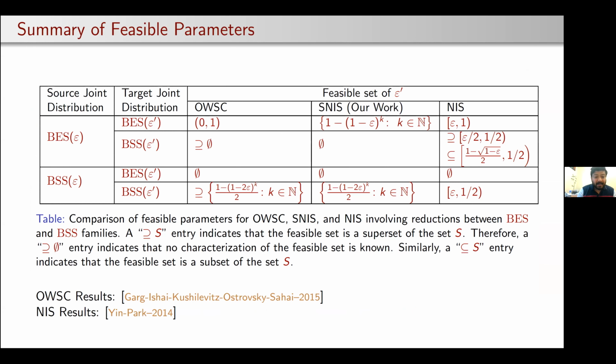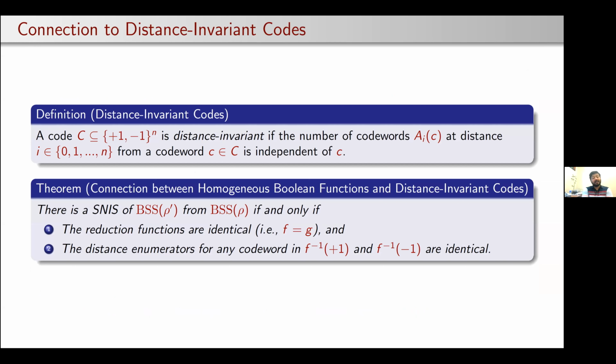So let me move to another connection of our secure non-interactive simulation to distance invariant codes. A distance invariant code is a code if the total number of code words at a particular distance from a code word C is invariant of the code word C. We prove an equivalence between reduction functions and distance invariant codes.